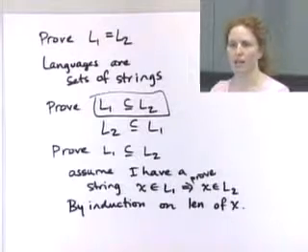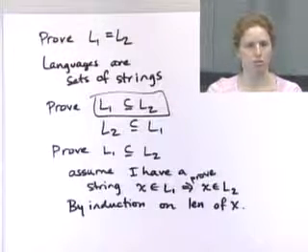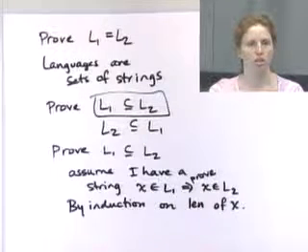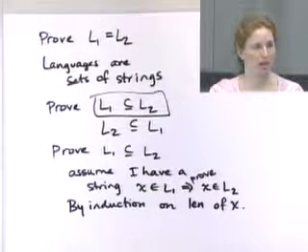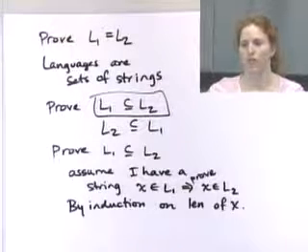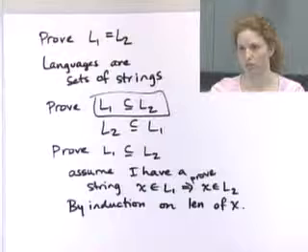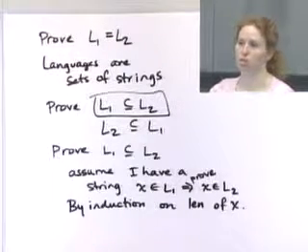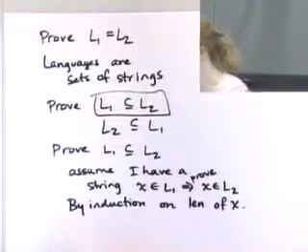So you're always going to have a basis where the length is 0, or else whatever the minimum length of a string is in L1. And then I'll assume that if I have X in L1, then it must also be in L2. And then I have to show that if I have a string of length n plus 1 in L1, then it must also be in L2. So let me write that little outline.